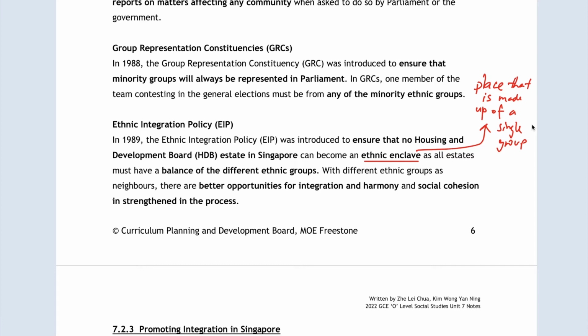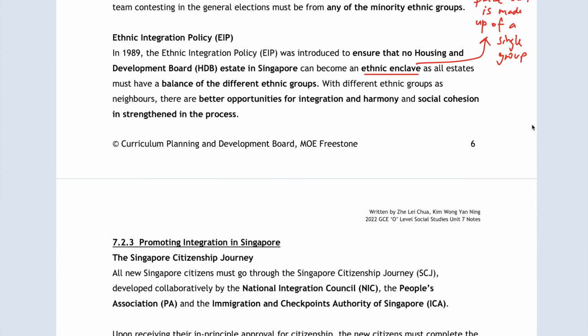There has recently been a new debate about the Ethnic Integration Policy in Parliament. You might want to go and google up the recent debate, on whether it is still necessary in today's Singapore or not.